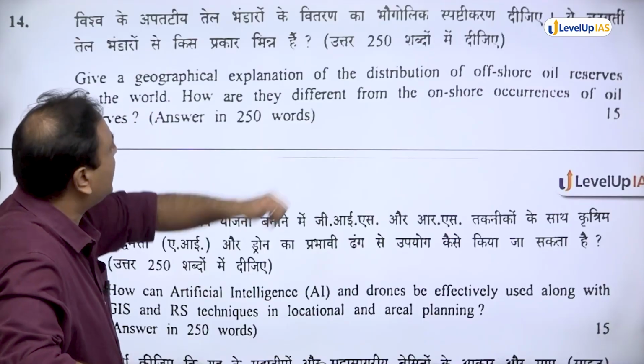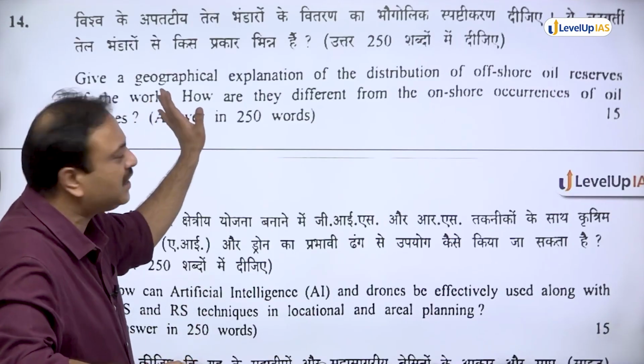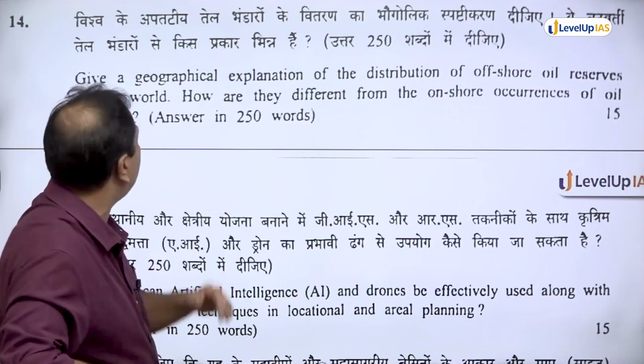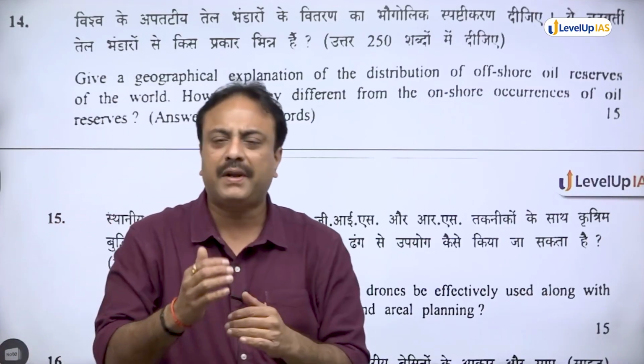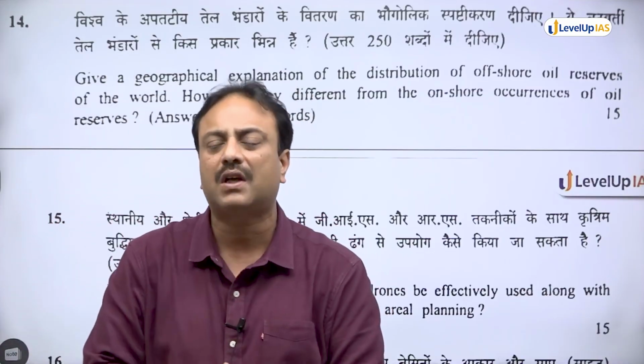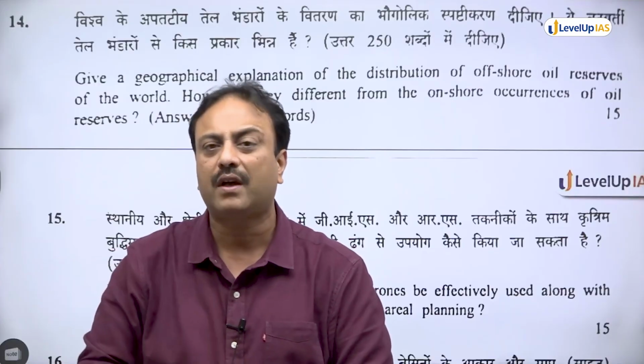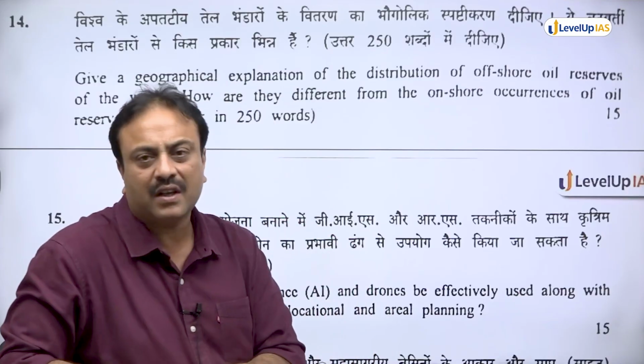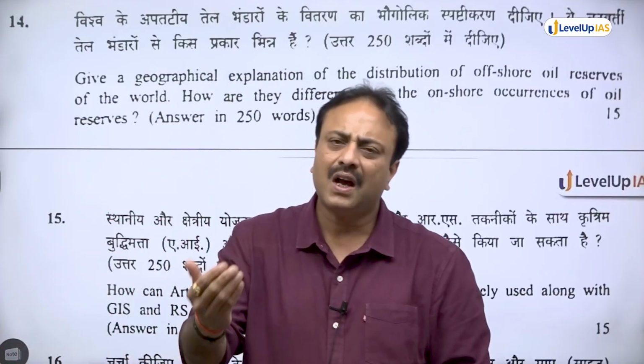Give a geographical explanation. It has explicitly mentioned that give a geographical explanation of the distribution of offshore oil reserves of the world. So you need to explain geographical reasons. Offshore oil reserves of the world are what? Which are away from the shore area. Not exactly on the coast, but in oceanic region. So why they are formed? What are the reasons? They are formed away from the coastal area.